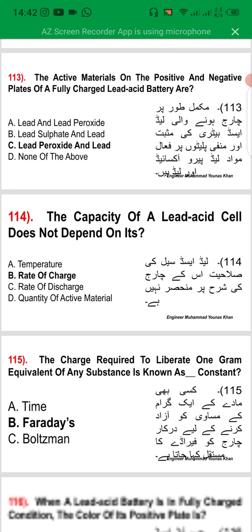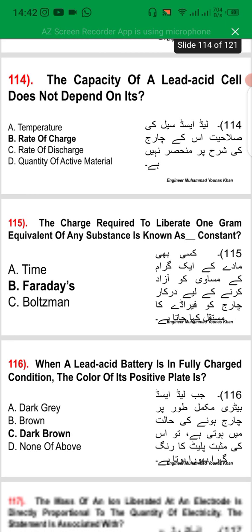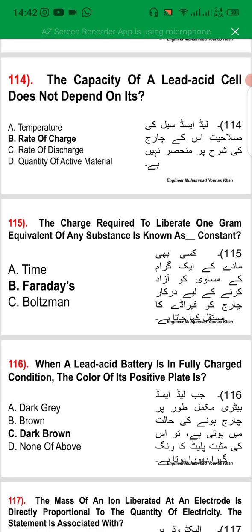The active materials on the positive and negative plates of a fully charged lead acid battery are lead peroxide and lead. The capacity of a lead acid cell does not depend on its rate of charge.